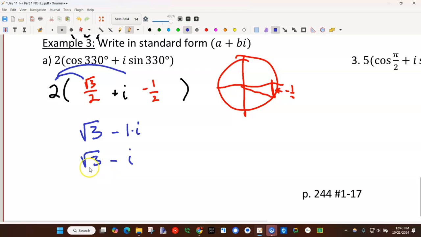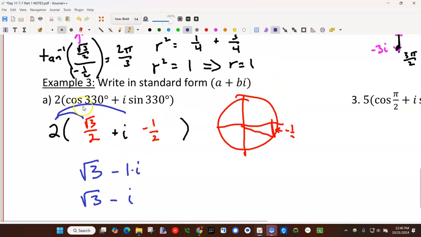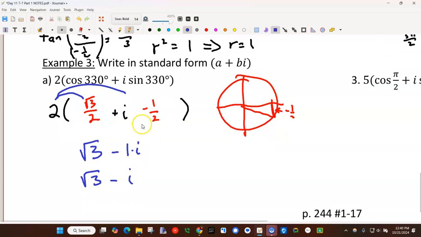So this is the standard form. This is the a plus bi format. And this is the trig form that has the cosine and i sine. Basically, it's like an x and a y, but for complex numbers, it's really not x and y. It's a and b. Okay, so try number 3. Same idea.